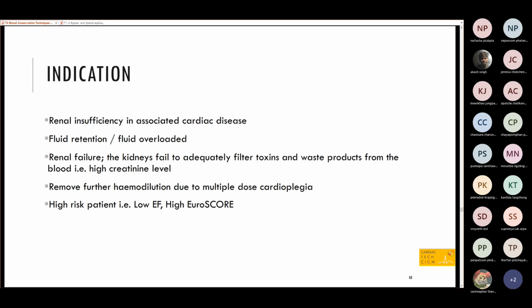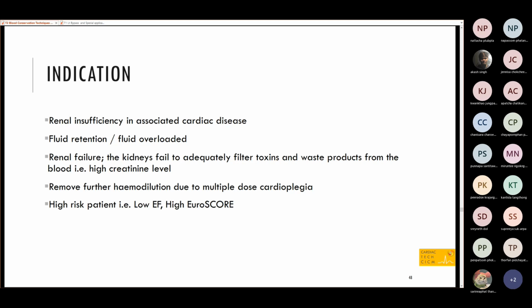So the indication for performing ultrafiltration is that for some renal insufficiency patients with cardiac disease, imagine the patient undergoing cardiac surgery has this kind of underlying disease, the kidneys do not work well to let the fluid out by urine output. So we are going to help this kind of patient by using another means.